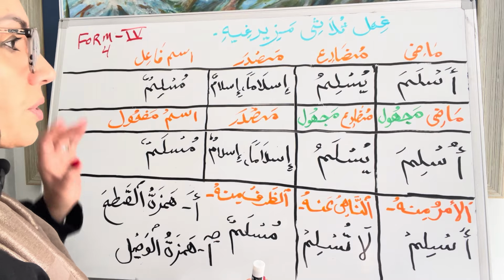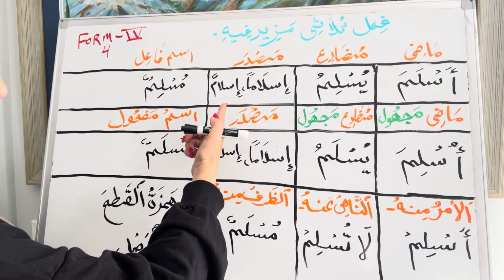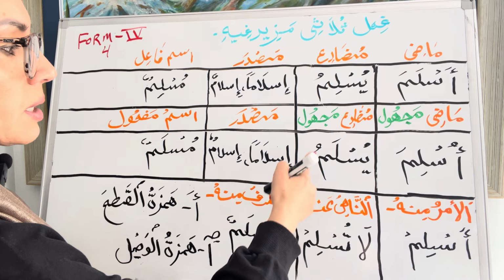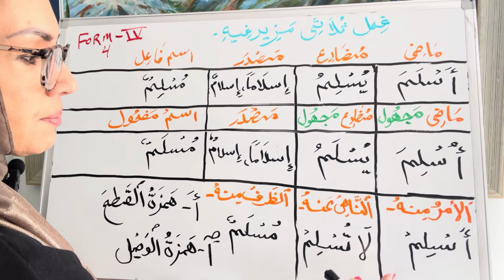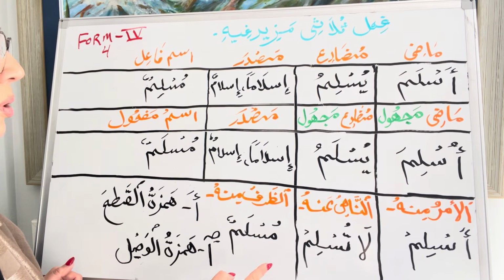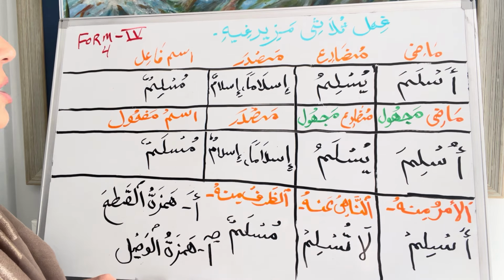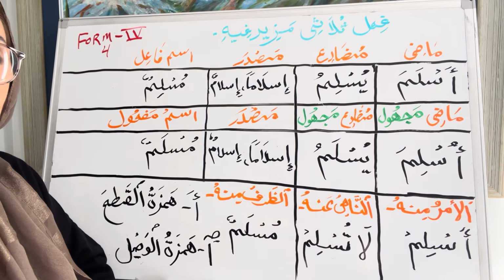Yes, let's just go over it. Aslama yuslimu islaman, islamun, and then muslimun. Uslima yuslamu islaman, muslimun. Al-amru minhu aslim, النهي عنه لا تسلم. الظرف منه مسلم. And then these are just what I just explained. All right, inshallah, I will come back with a clean board with the form 5.